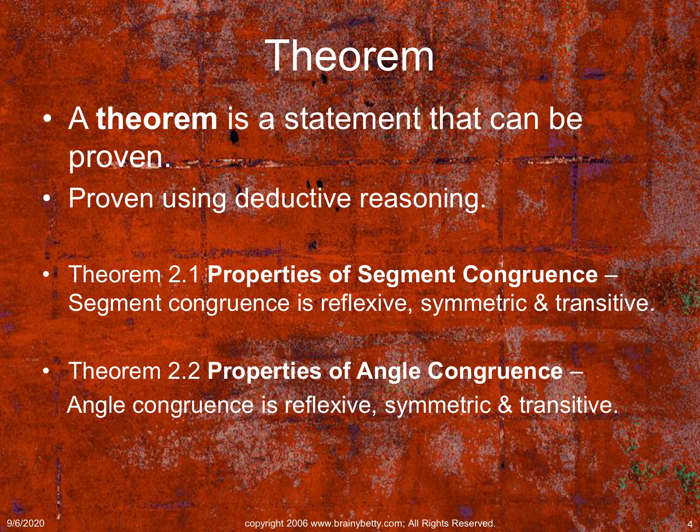Just like with the postulates, we're not going to memorize the numbers, because these numbers, again, are specific to our textbook, and it's not like a standard number that's assigned to this specific theorem. So the first theorem is called the properties of segment congruence. And segment congruence is reflexive, symmetric, and transitive.